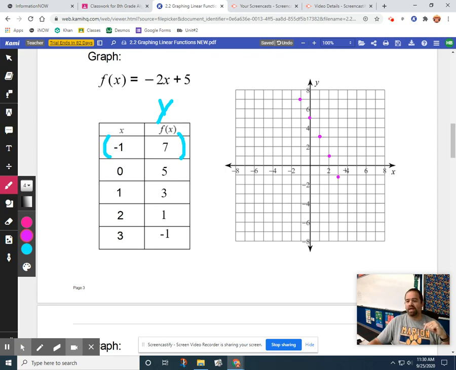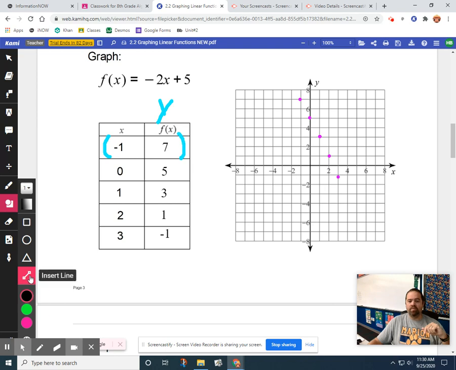So now that I've plotted all of my points here, I'm going to go to the Shapes tool, which is right below the brush, and I've got all of these options here. I'm going to go down to the Insert Line. And again, you can pick a different color. I'm going to do black for my line.